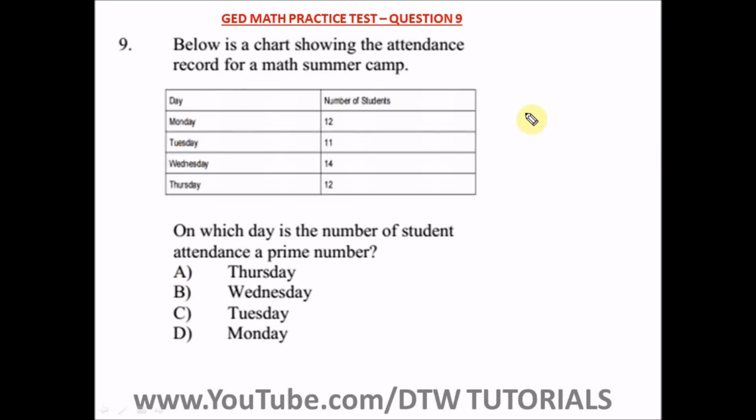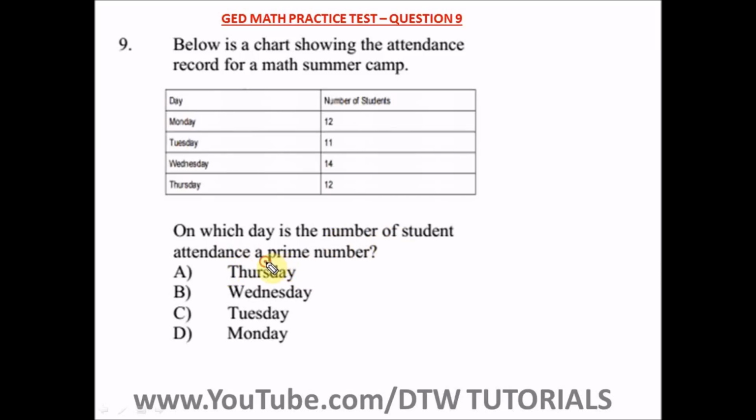Question 9 of the GED Math Practice Test says, below is a chart showing the attendance record for a math summer camp. So we have this chart here. Let us see what the question says. It says, on which day is the number of student attendance a prime number?